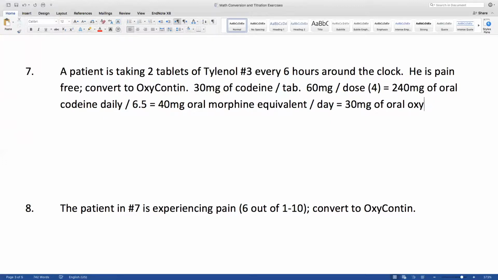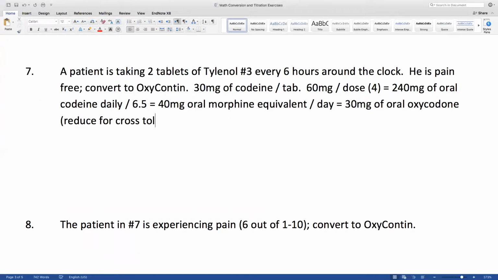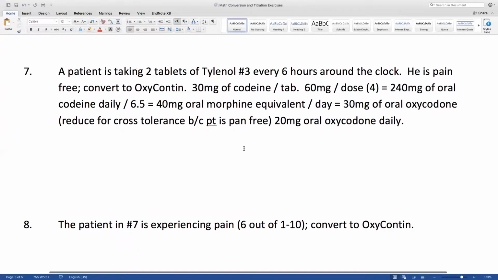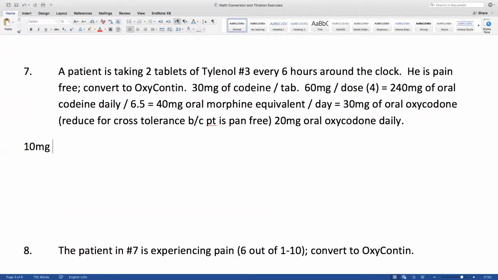Do you guys agree with that? Sound about right? If you wanted to reduce it because of lack of cross tolerance, yep. Reduce for cross tolerance because the patient is pain free. Now you're at 20 milligrams of oral oxycodone daily. We want to go to long-acting oxycodone, OxyContin. So voila, 10 milligrams of CR oxycodone Q12. Make sense?